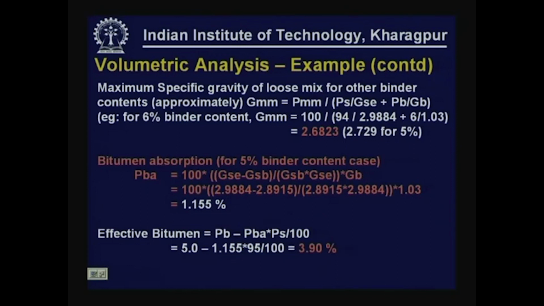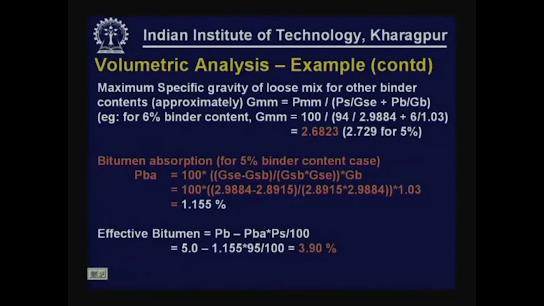The maximum specific gravity of loose mix for other binder contents can be determined by preparing specimens at other binder contents, but if that has to be calculated on the basis of what has been determined for one binder content, this expression can be used, given by GMM equal to PMM by PS divided by GSE plus PB by GB. For example, for 6% binder content, 100 by 94 divided by 2.9884 plus 6 by 1.03. So, that is about 2.6823.